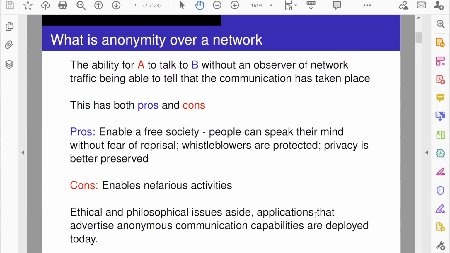But there are also extremely serious cons. It can enable all kinds of nefarious activities like the dark web, etc. So it's a complicated philosophical and ethical question as to whether you want to consider this something that is good or bad. But irrespective of these issues, there already are applications around that provide capabilities for anonymous communication. Some of the widely known ones are Tor, Freenet, I2P, etc. There are many such applications around.